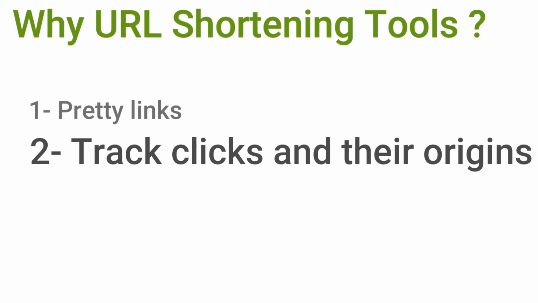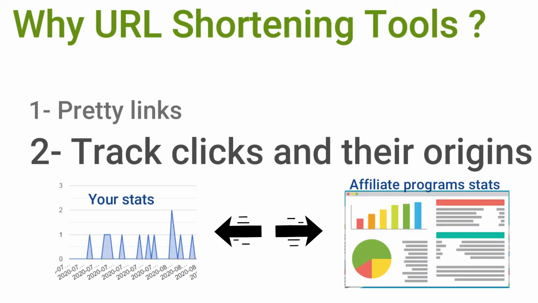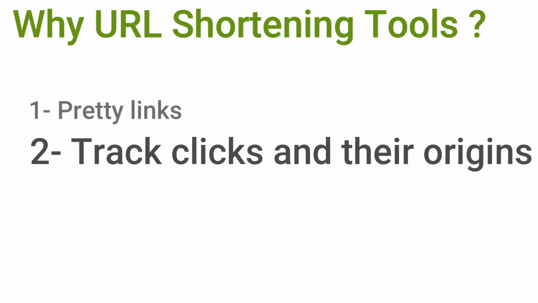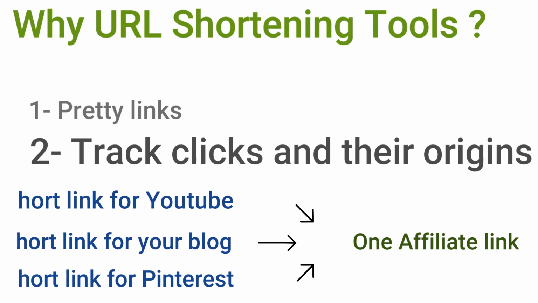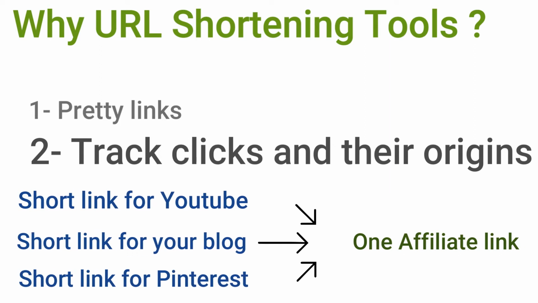The second reason is that you can track the clicks on your short link. In fact, it's very important to compare your stats with those of the affiliate program. If there is a difference, it means that you probably have a technical problem that you need to resolve as soon as possible. You should also track the origins of clicks. For this, you can create different short links for the same affiliate link and then track the clicks for each of them separately to see which one performs better.